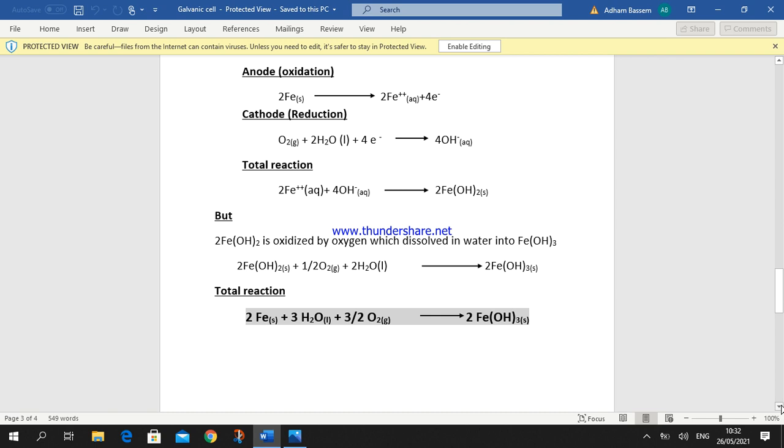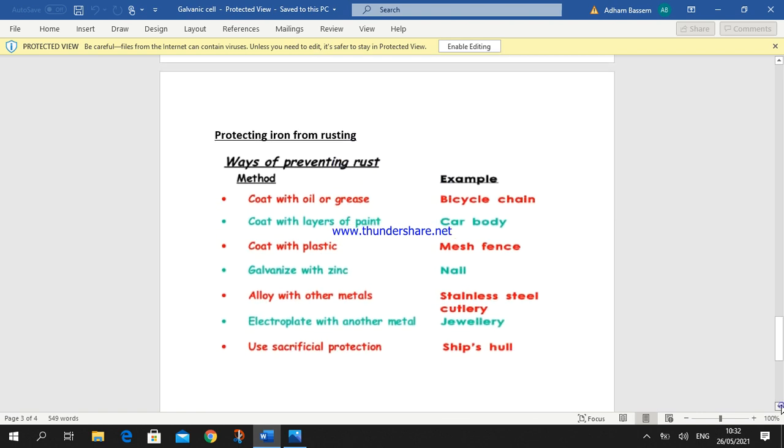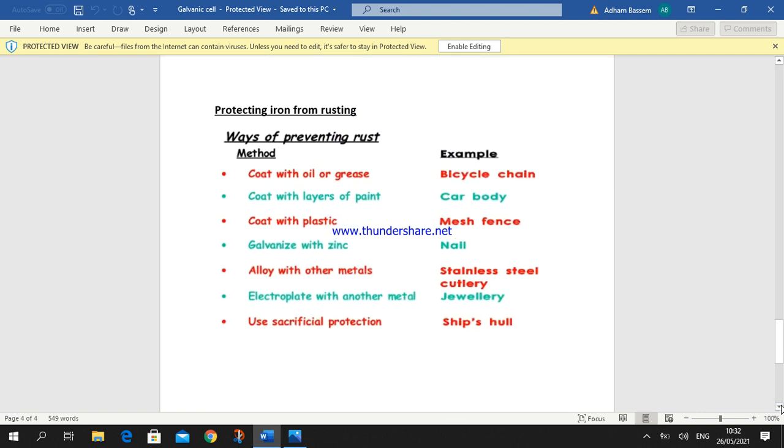Now, how can we prevent iron from rusting? Preventing iron rusting occurs by 2 methods, the barrier method and the sacrificial method. What is the difference between them? The barrier method works by preventing oxygen and water from touching the iron, and this is applied by painting the iron, by oiling or greasing the iron, or by electroplating iron or iron alloys.